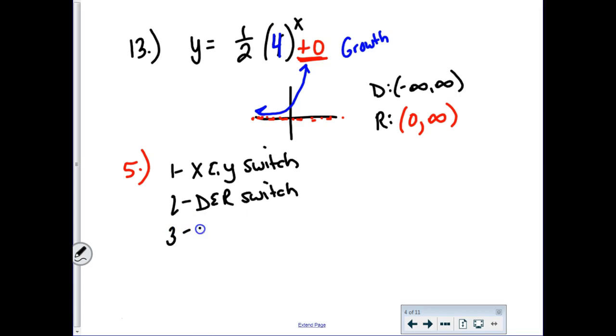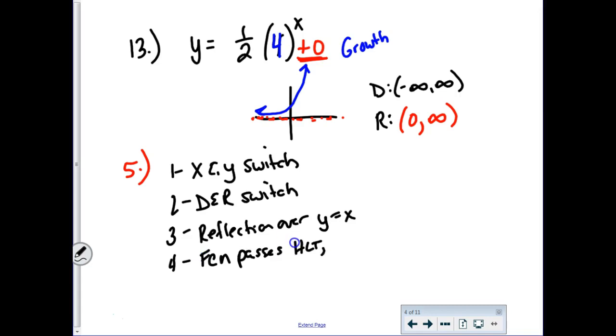There's a note about it being reflections over the line y equals x. So when you graph an inverse, they're like diagonally reflective of each other. There's another property about if the inverse, if the function passes the horizontal line test, then the inverse is a function. I'm doing some heavy abbreviation here, guys.